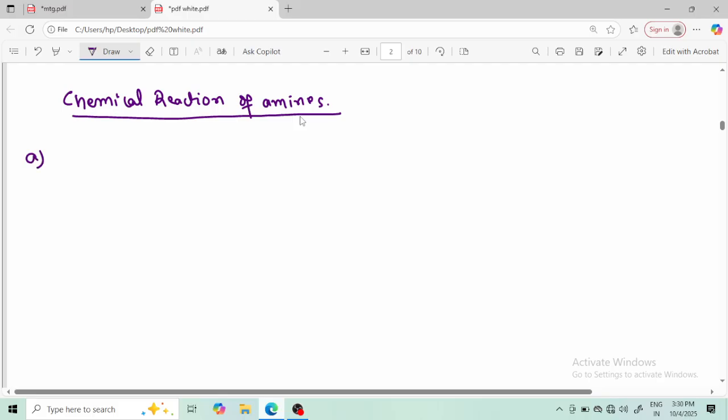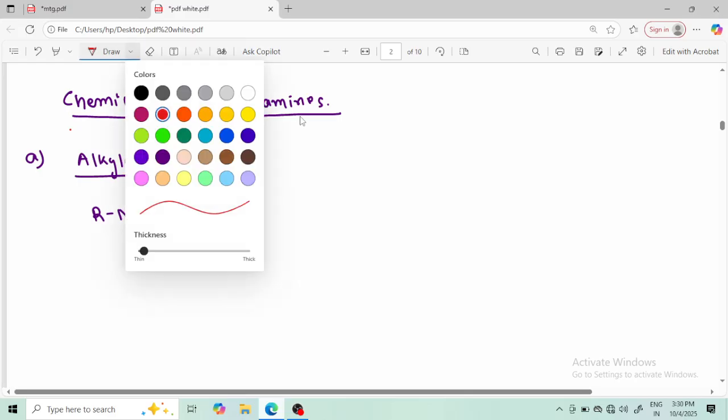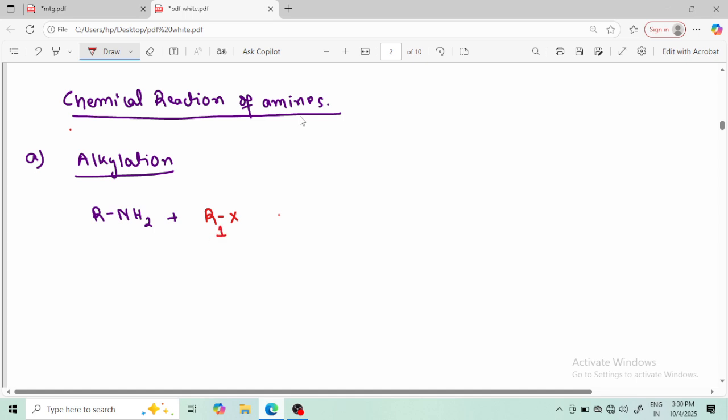The first one is alkylation. Now what will be alkylation? Let's say any amine is given and they have given an alkyl halide. Okay, so to differentiate it, I am just writing here 1. Now what you have to do, you have to remove 1 hydrogen from amine. So there are 2 hydrogens, so 1 hydrogen is removed, and on this nitrogen the alkyl part from this halide will be bonded here, by removing the hydrogen.